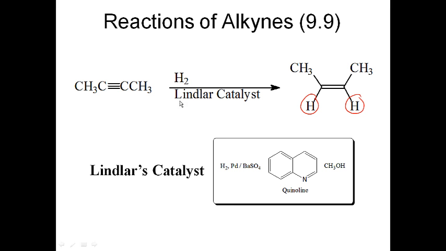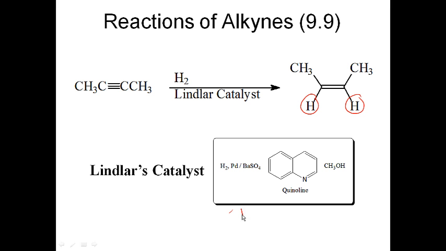Now, Lindlar, who's given credit for this catalyst, thought, okay, if the catalyst is so reactive that it'll reduce the triple bond and the double bond, is there any way for me to find a catalyst that will reduce a triple bond but it won't reduce a double bond? And so what he was able to do was to come up with what's called the poisoned catalyst by taking palladium and adding barium sulfate and quinoline and methanol to it. And that poisons the catalyst so that this catalyst can only reduce the triple bond to the double bond.